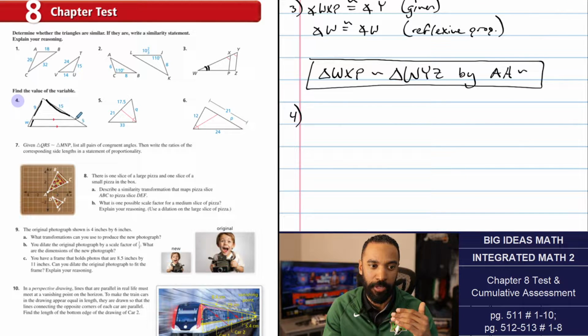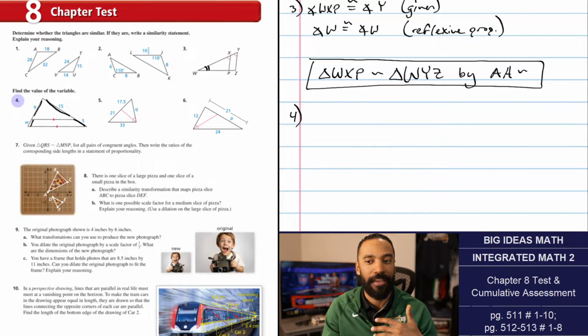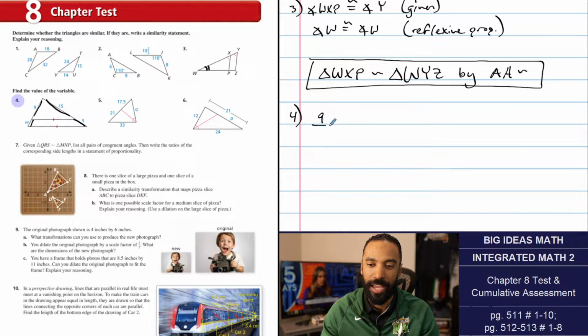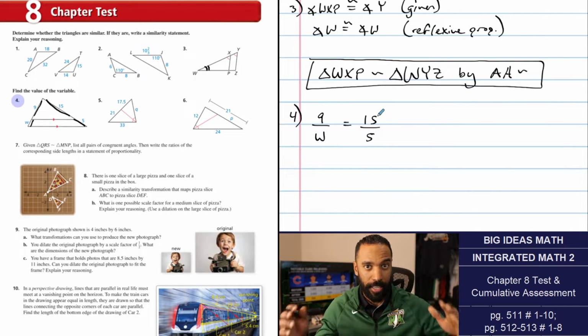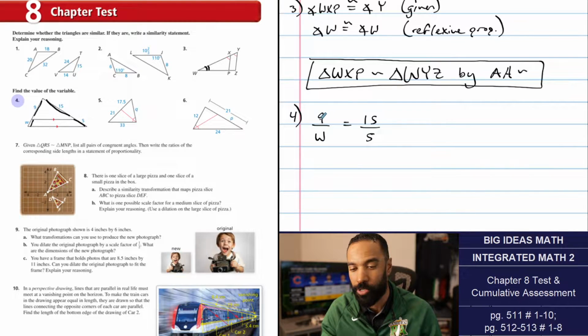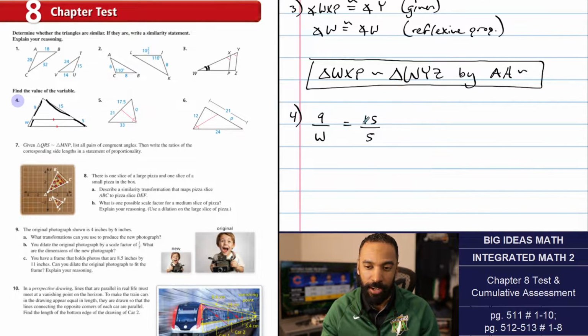9 divided by W equals 15 divided by 5. That kind of proportionality. 9 over W equals 15 over 5. Yes, you can do one as the parts correspond in the bigger things of the triangles, but I don't have to do that. So here's a setup. I can cross multiply and divide and all that. I could reduce this fraction, but I think these are pretty decent.